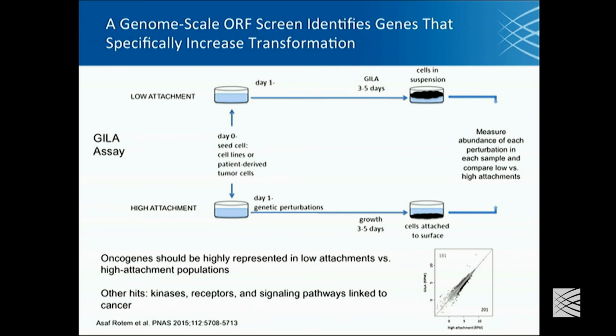He collected the cells, looked for the abundance of each perturbation in each sample, and compared the low versus high attachment. Here is the comparison. Those are the genes that are highly represented in GILA, and they should be oncogenes because they increase transformation. In fact, he found that HRAS, KRAS, and EGFR are among the top hits, which is very nice to see. Other hits he found in his screen are kinases, receptors, and signaling pathways linked to cancer.